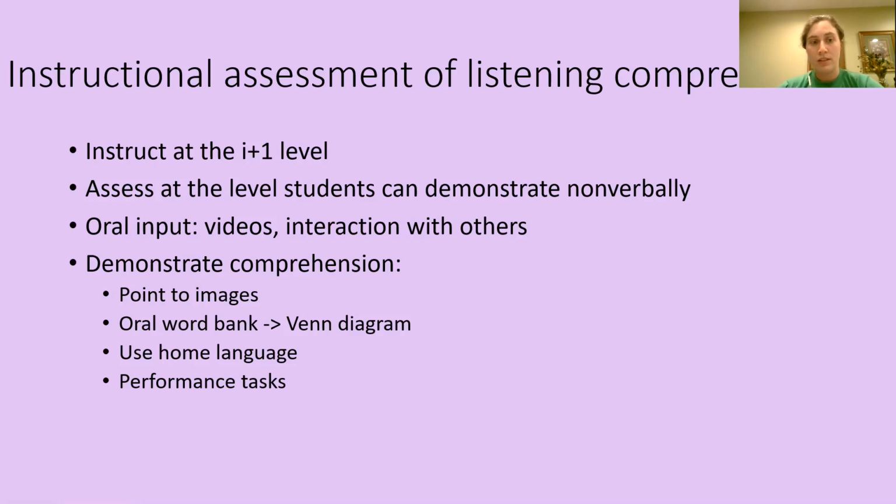This is maybe for students at a lower level who have not yet reached a high level of production. We could also provide an oral word bank, saying words out loud, and then they put them in a Venn diagram, for example. Students can also demonstrate comprehension by using their home language, which we'll talk about later. This is an example of translanguaging. And they can demonstrate comprehension by doing performance tasks. So if they can follow directions, that shows they're listening, for example.